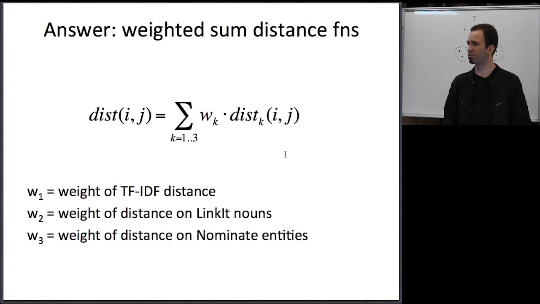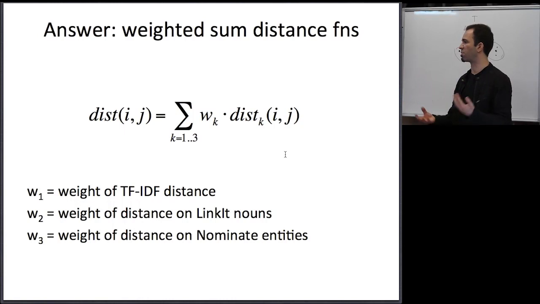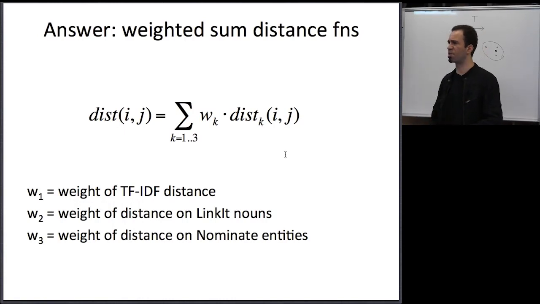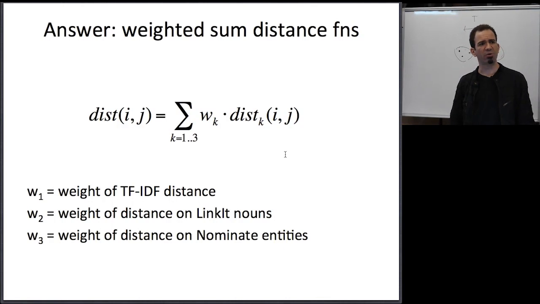What we can do is take a weighted sum. So we're going to say 3 times the distance on TF-IDF plus 5 times the distance on nouns extracted by Linkit plus 1 times the distance on nouns extracted by Nominate. And we're going to say maybe some combination of that gives us better performance. And this is really, really common, actually. We're going to see this pattern in all kinds of applications that we do, where we've got a bunch of algorithms, and they each have different strengths and weaknesses, and we have to combine them in some way. And often doing some sort of weighted average on them is the way to go. But then you have to figure out what the right weights are.